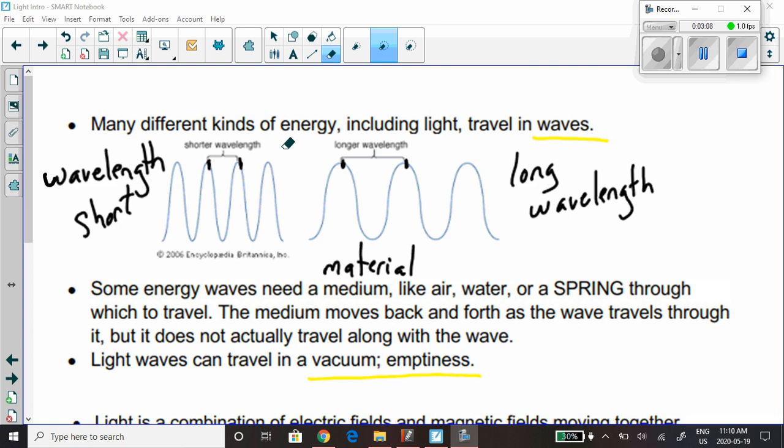Now, there are a lot of different kinds of energies that travel in a phenomenon called waves. Light is just one of them. Sound waves travel. That's how we speak to each other. It's not a light wave, it's a sound wave. You might have vibrated a spring or a string or a skipping rope when you were a kid. It's a wave traveling through a material.